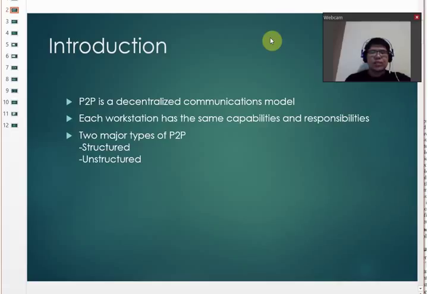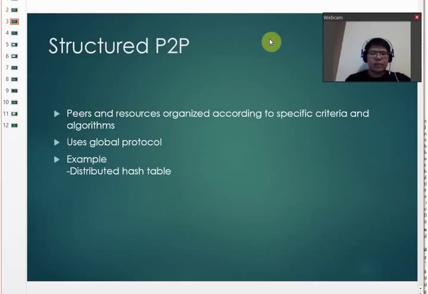There are generally two major types of P2P, which are unstructured and structured. In structured P2P computer network architecture, the peers and resources are organized according to specific criteria and algorithms. This leads to intersections with specific topologies and properties. Besides, this type of network uses a global protocol to ensure that any node in the network can efficiently route a search to some peers that have a desired file.